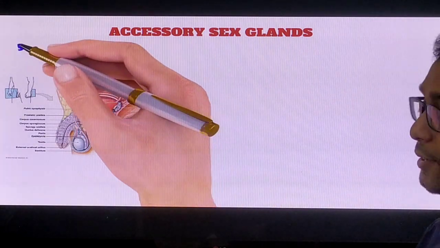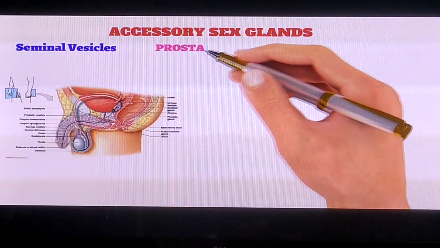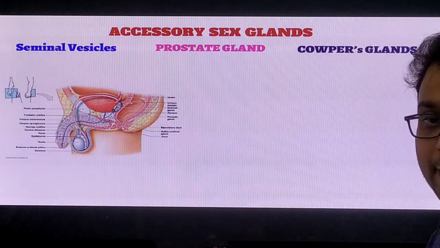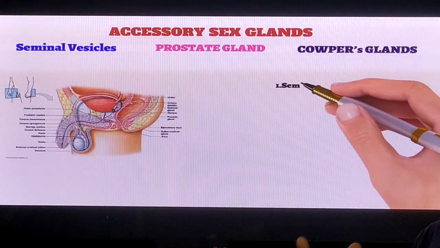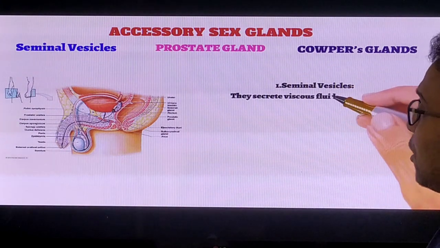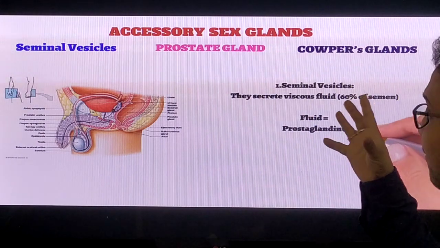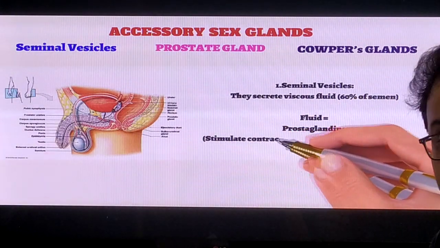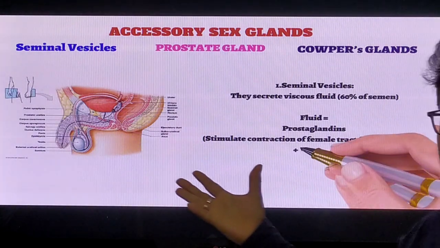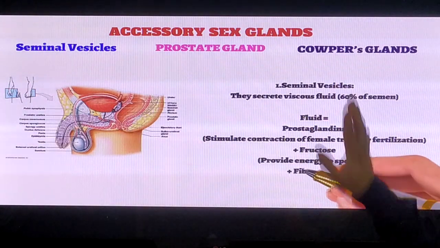Third, accessory ducts and glands, which are most important in ICSE 10: seminal vesicles, prostate gland, and Cowper's gland. These three important glands secrete chemical substances. The seminal vesicles secrete a viscous fluid. This fluid contains different substances like prostaglandins, which are mixed with the fluid secreted by the seminal vesicle.